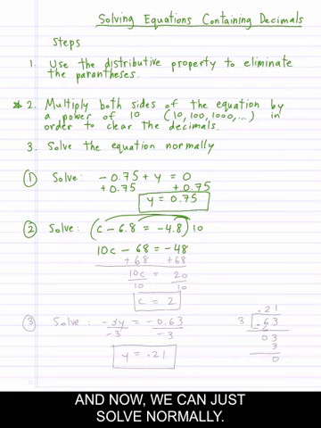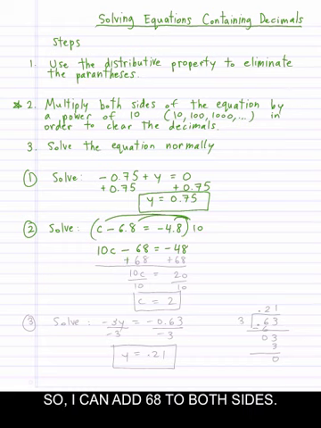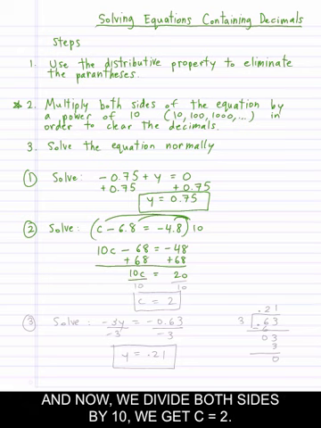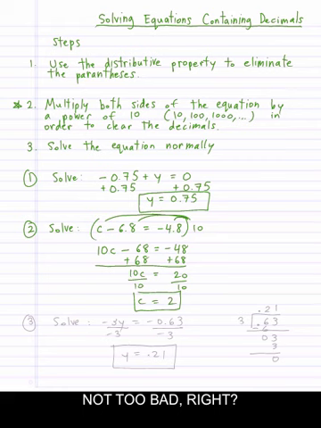And now we can just solve normally. So I can add 68 to both sides. Negative 48 plus 68 is 20. We get 10c equals 20. And now we divide both sides by 10. We get c equals 2. Not too bad, right? Let's try another one.